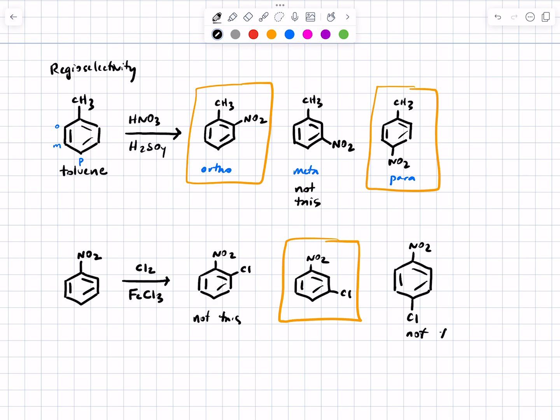So the point is that the group that is already on the benzene ring influences the regioselectivity. We sometimes call these directing groups. Groups like the methyl group are sometimes called ortho and para directors because they preferentially give you ortho and para isomers. Groups like nitro are called meta directors because they preferentially give you the meta isomer. So we need to explain this and then exploit it for our purposes.